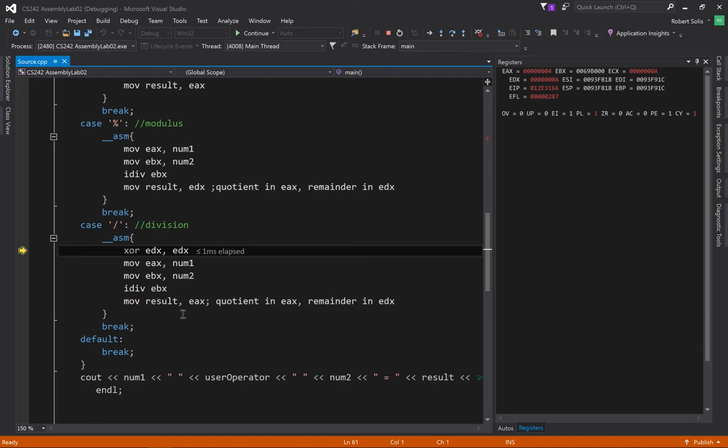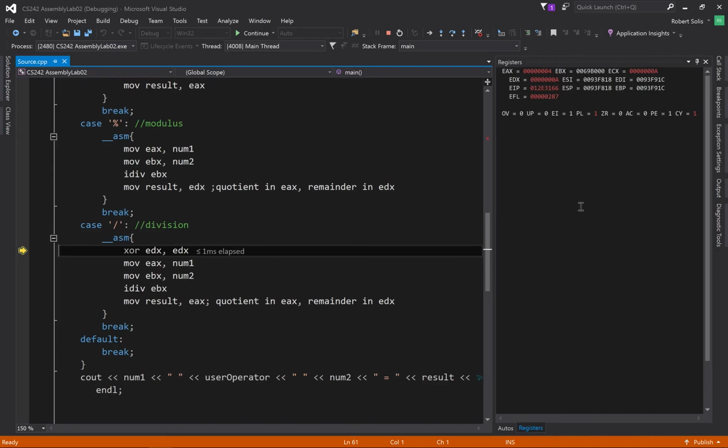Now, if you recall an exclusive OR, the truth table says that if both the inputs are different, then the output is true. If both the inputs are the same, then the output is false. That's how the exclusive OR works. So it looks like I'm taking EDX and I'm exclusive ORing it with EDX. Well, let's see here. What's in this? Okay, so it looks like EDX has this number right here.